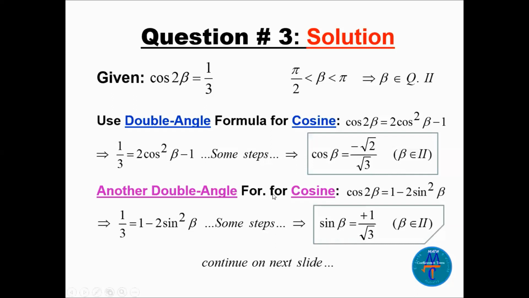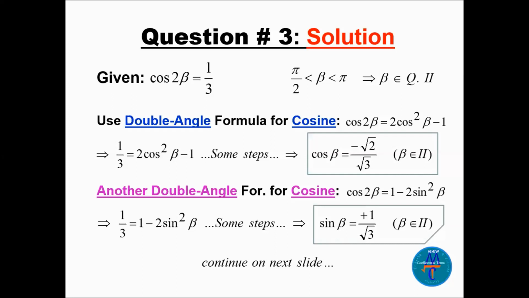Use another formula for the double angle. Also, we have cosine 2 beta equals 1 minus 2 sine squared beta. On the left side, replace it by 1 over 3 from the given, do some steps, arithmetic, some calculation, and then you will find sine beta is plus 1 over square root of 3, because beta belongs to quadrant 2.